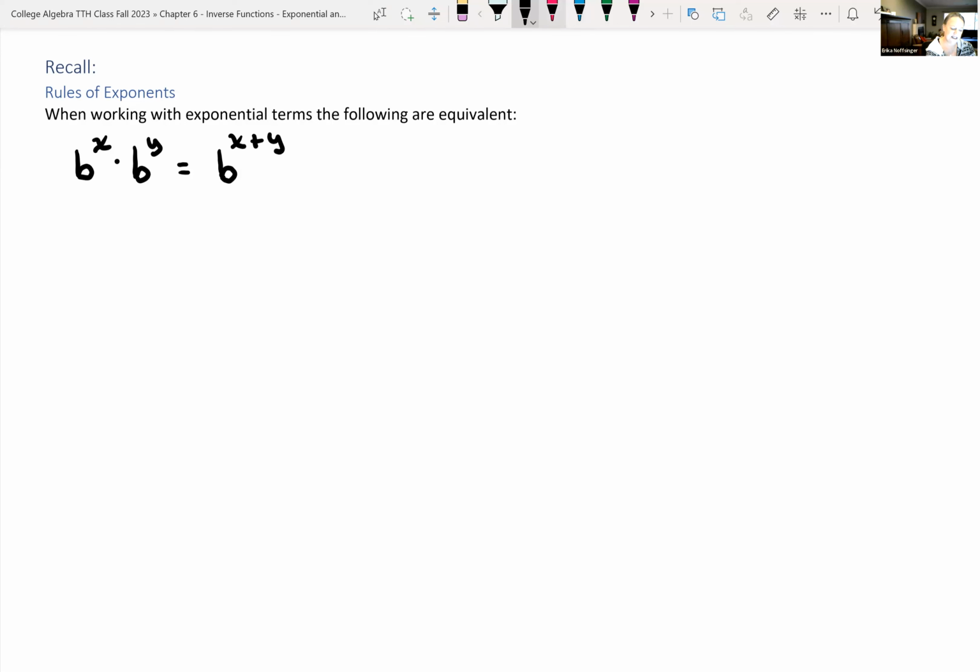If we looked at this, for instance, if you had b squared times b cubed, well, b squared, we know this is just b times b. So there's 2 b's. And b cubed is just b times b times b. And if we sum up how many b's we have now, well, we have 2 plus 3, which is 5 of them. So we can rewrite this as b to the 5th power.